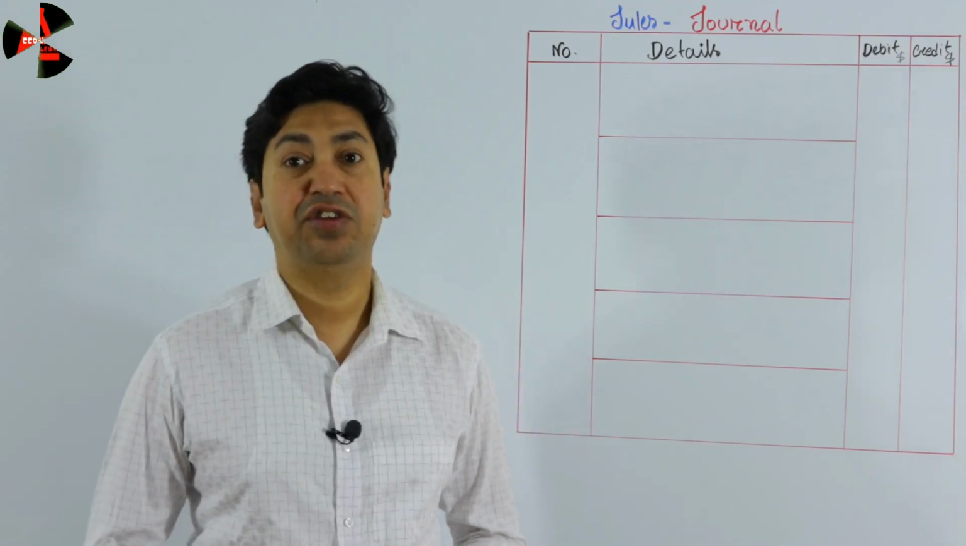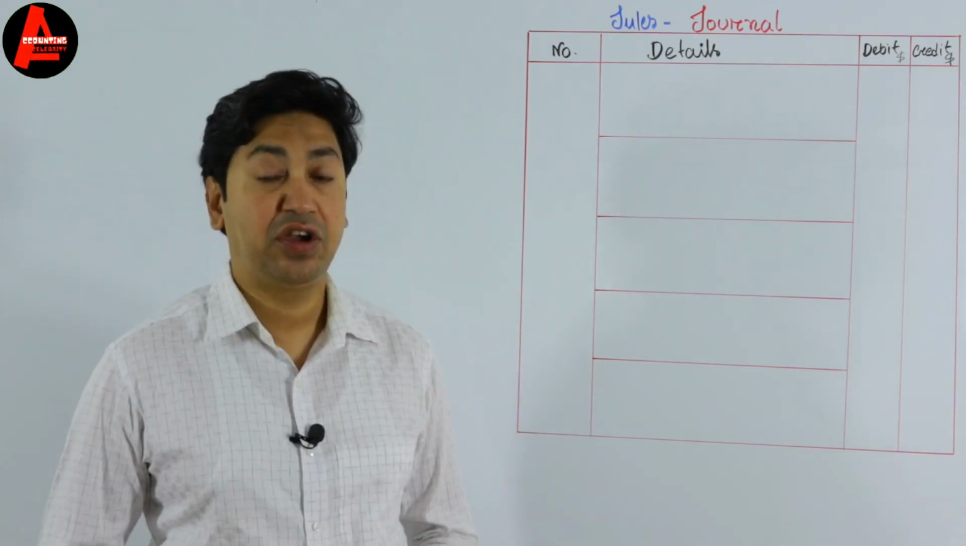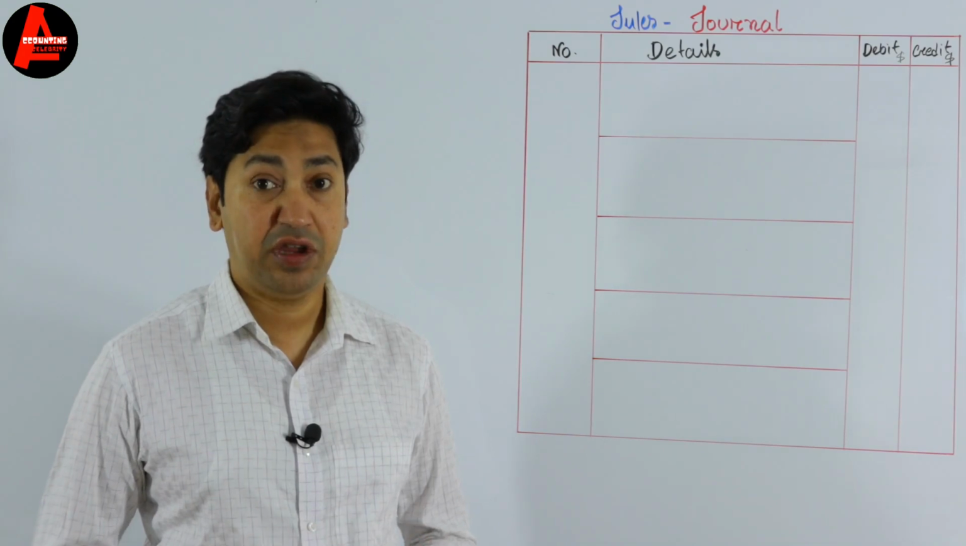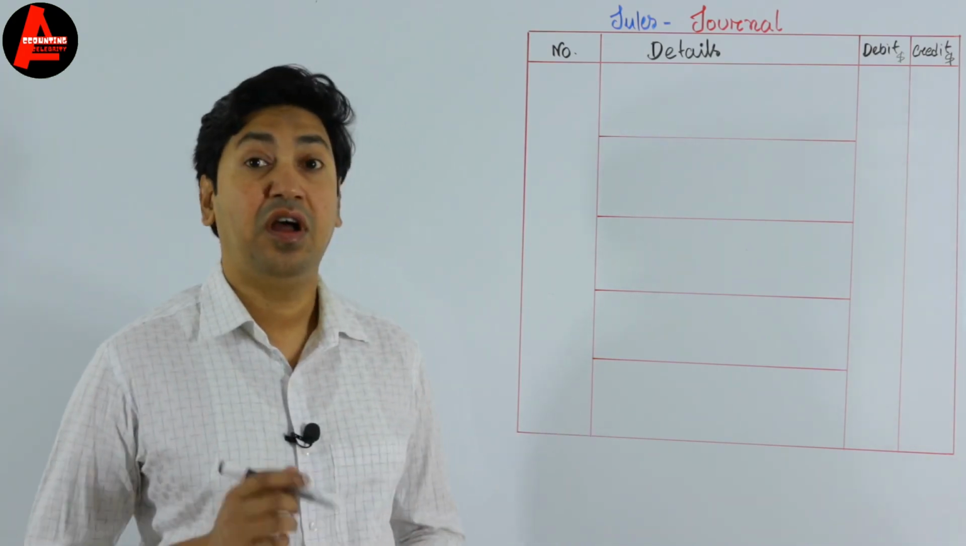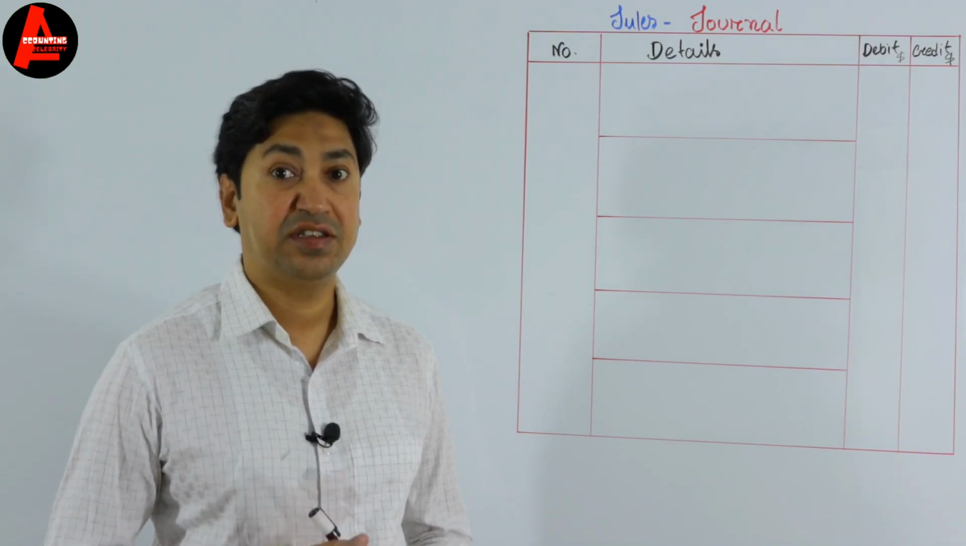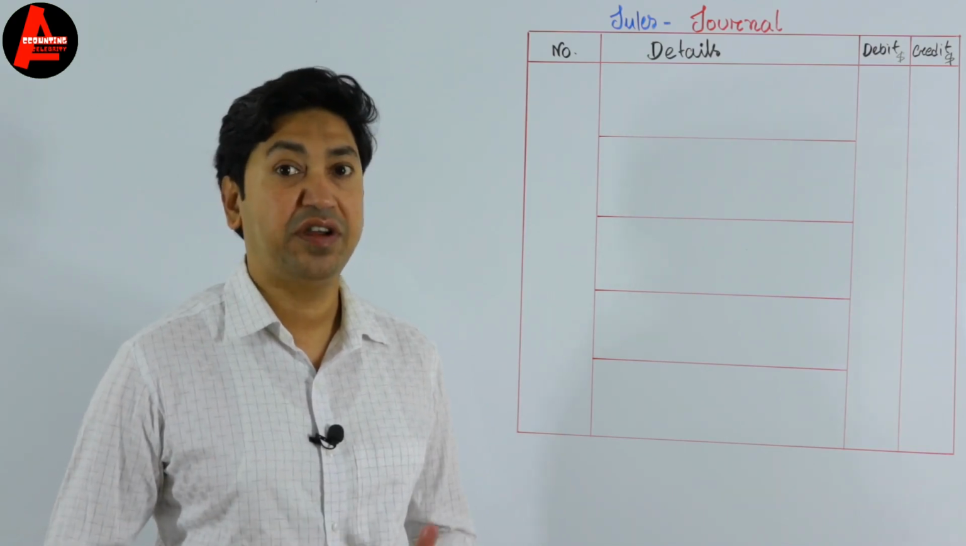Our today's topic is rectification of errors. We got 5 journal entries from the IGCSE accounting first paper. So here I'll show you how to journalize these transactions to rectify the errors.